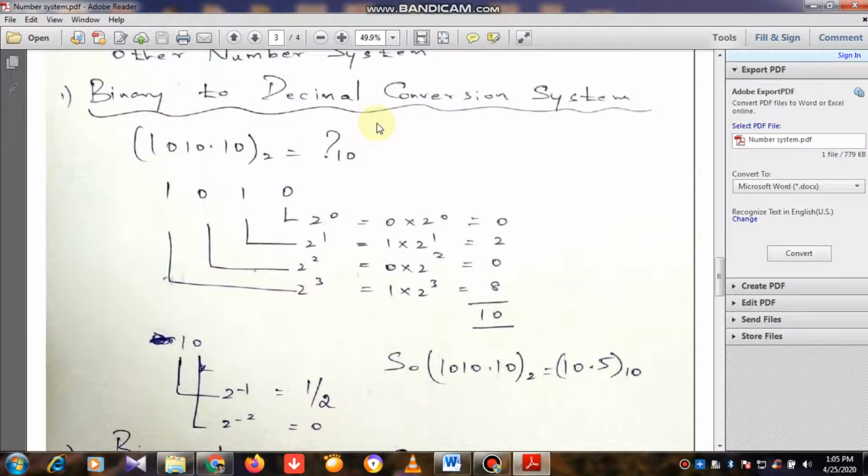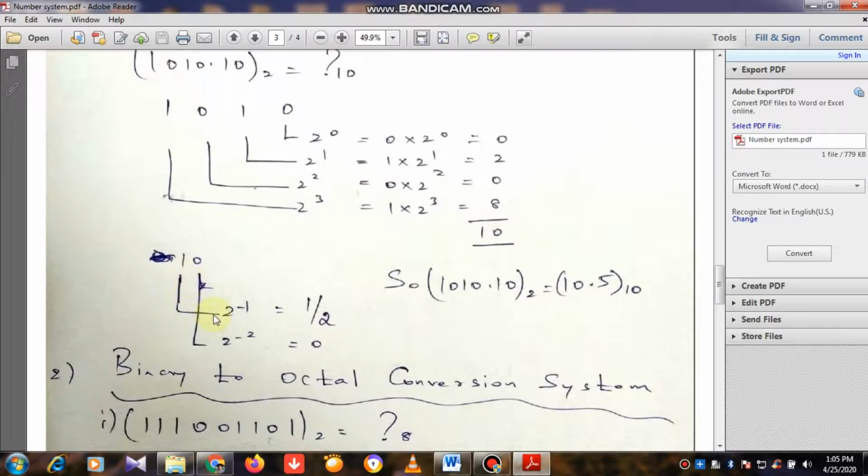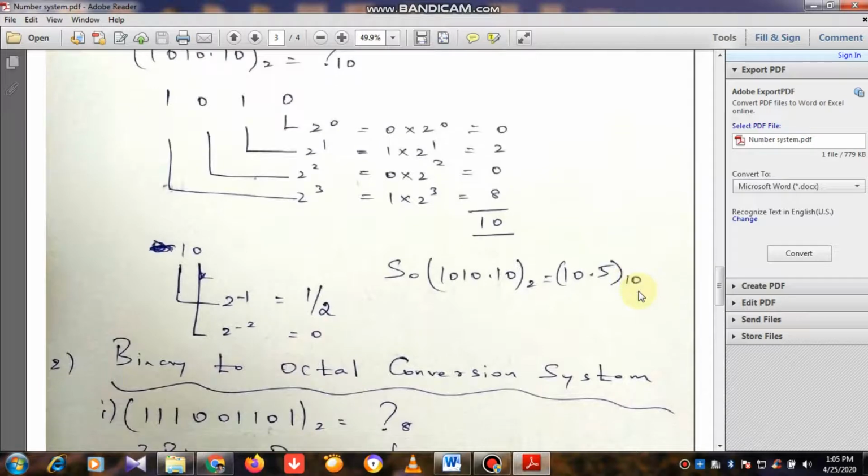First one is binary to decimal conversion. 1010.10. It should be 2 power 0, 2 power 1, 2 power 2 and 2 power 3. I am supposed to get 10. So 10 is the decimal representation for the given number 1010. After the decimal point you have 10. So for 1, 2 power minus 1, and 2 power minus 2. 1 into 2 power minus 1 is equal to 1 by 2. You are supposed to get 10.5 to the base 10. It is the decimal representation for the given binary number.